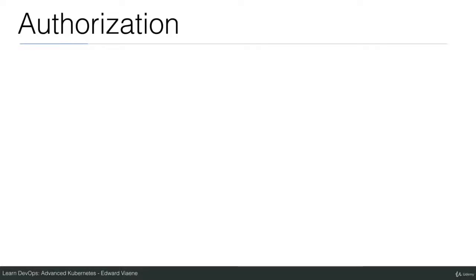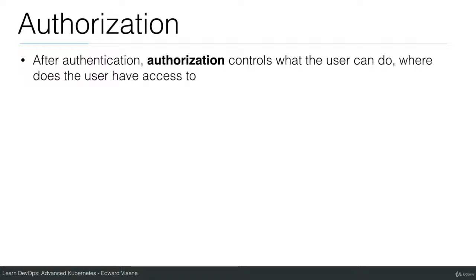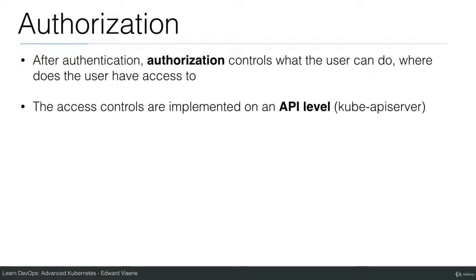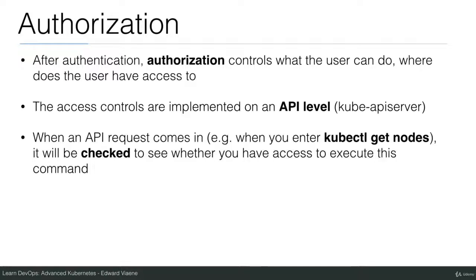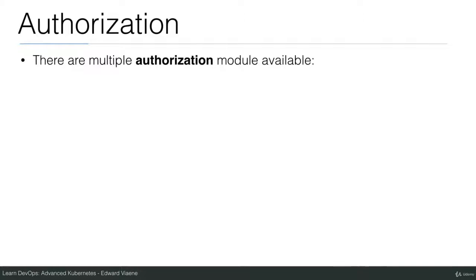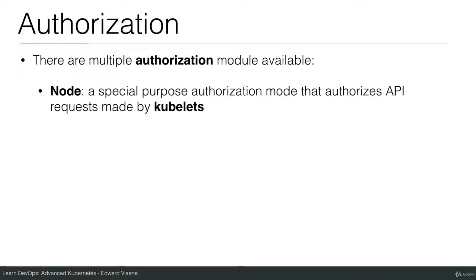Let's talk about authorization. After authentication, authorization controls what the user can do. Where does the user have access to? The access controls are implemented on an API level using the kube API server. When an API request comes in, for example, when you enter kubectl get nodes, it will be checked to see whether you have access to execute this command. There are multiple authorization modules available. You can use Node, a special purpose authorization mode that authorizes API requests made by kubelets.